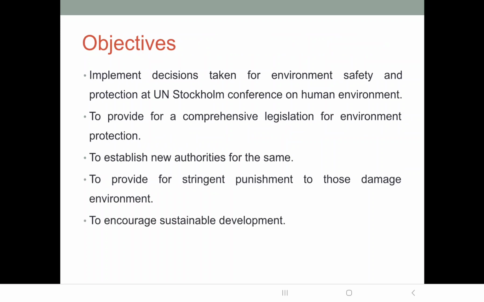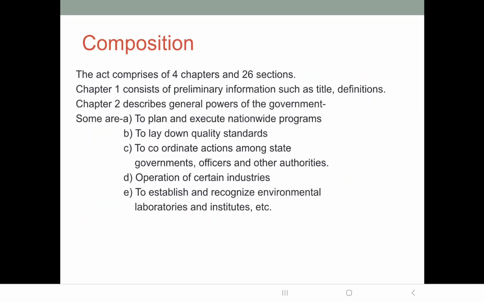Okay, and to give a comprehensive legislation for environment protection. That was the objective. Anyone who is damaging the environment will be given stringent punishment. Stringent punishment means what? Strict punishment. Then to encourage sustainable development. Sustainable development, I told you, means that whatever resource you are utilizing today should find use in the future also, isn't it?